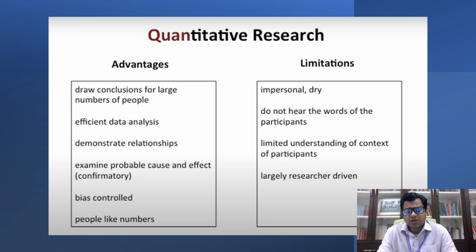It has some advantages. What are the limitations? The limitations are that it's impersonal and dry. You do not hear the words of the participants. There is nothing here from the participant's point of view. What happened? You will not get the emotional phenomena in this data. There is limited understanding of the context of the participants, and it is largely researcher driven. Actually, the researcher wants to do a survey according to his statistics, and that is what gives them quantitative research.